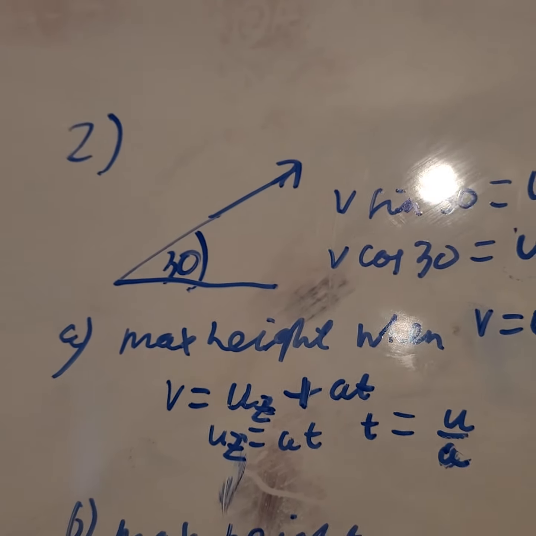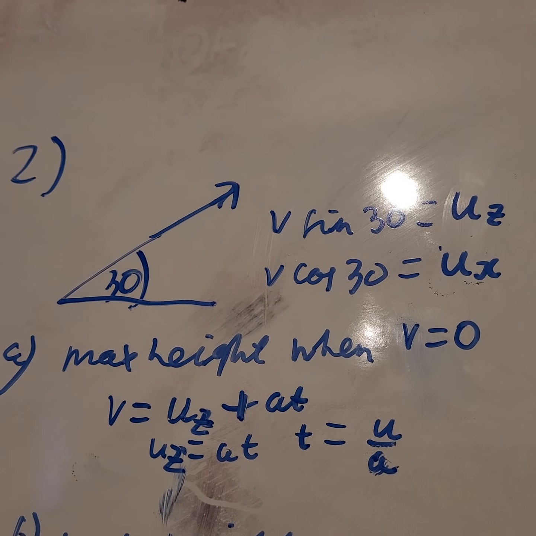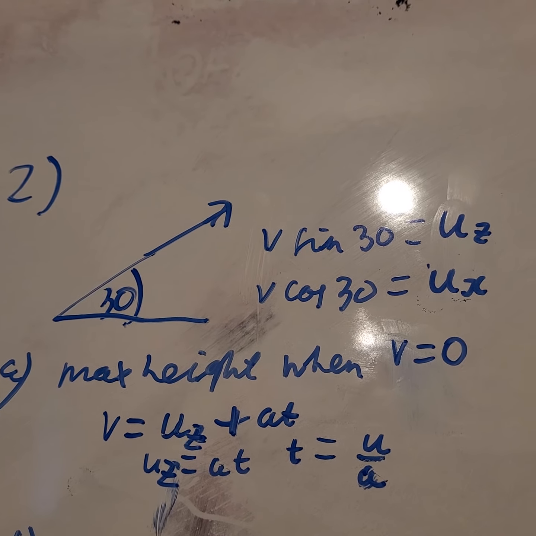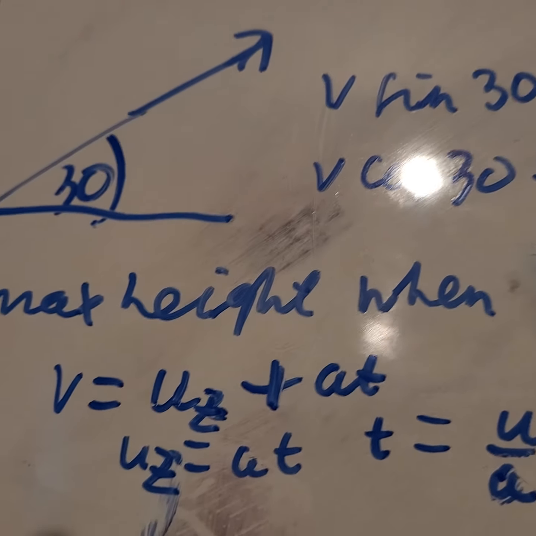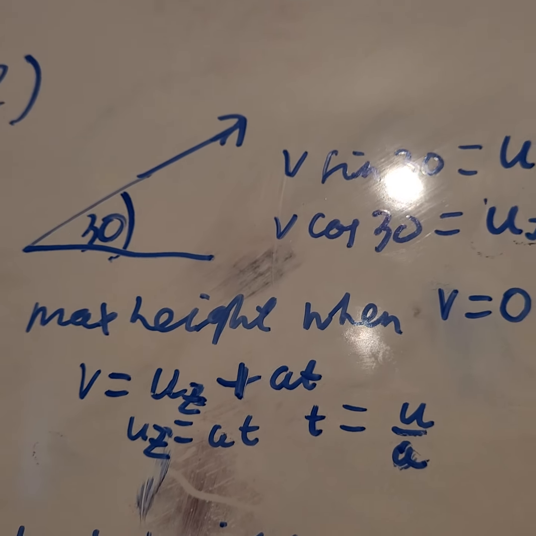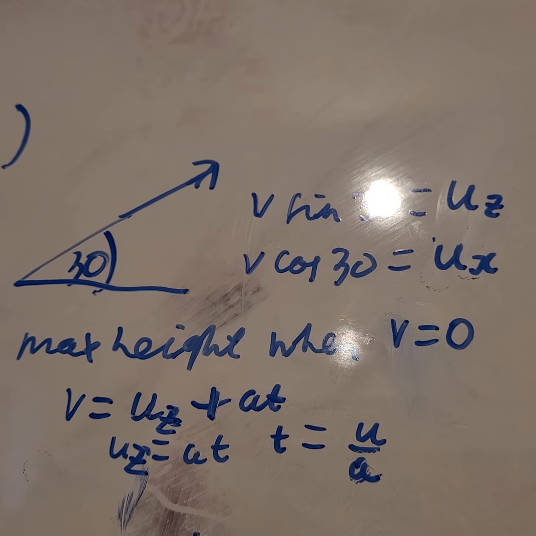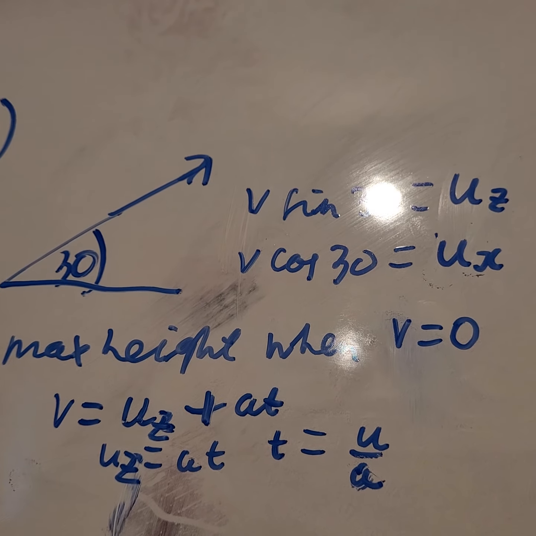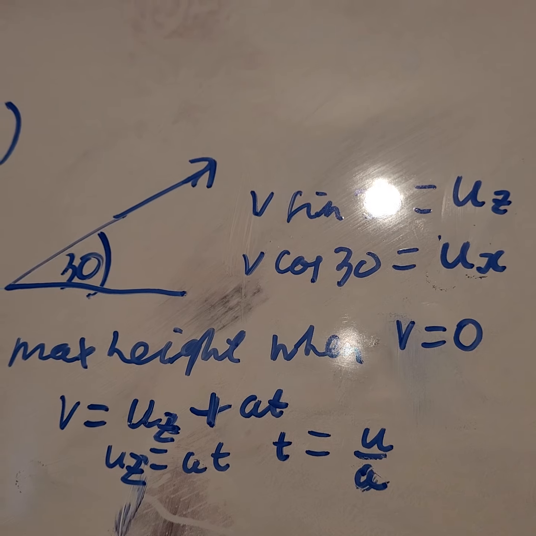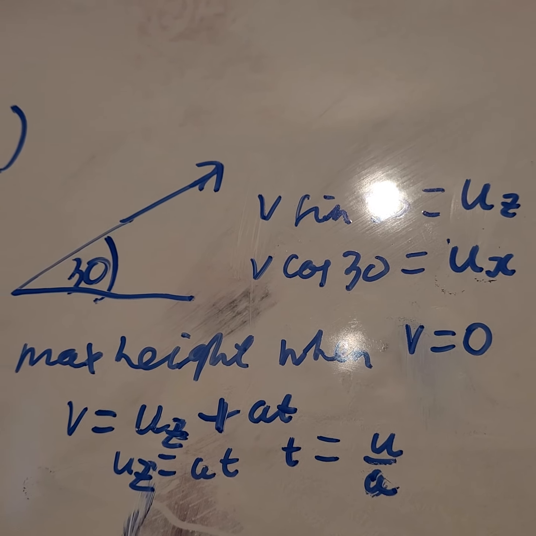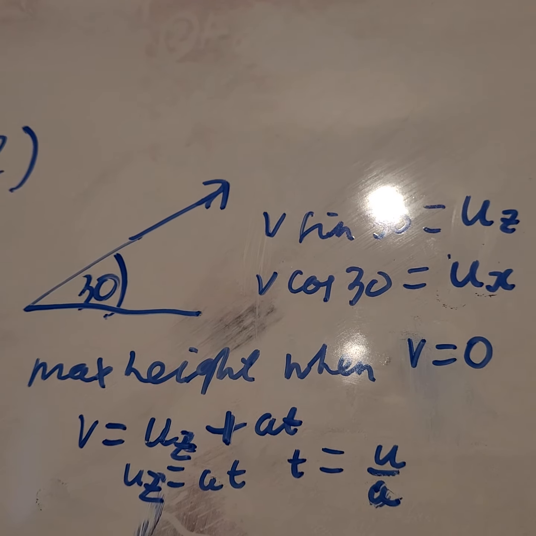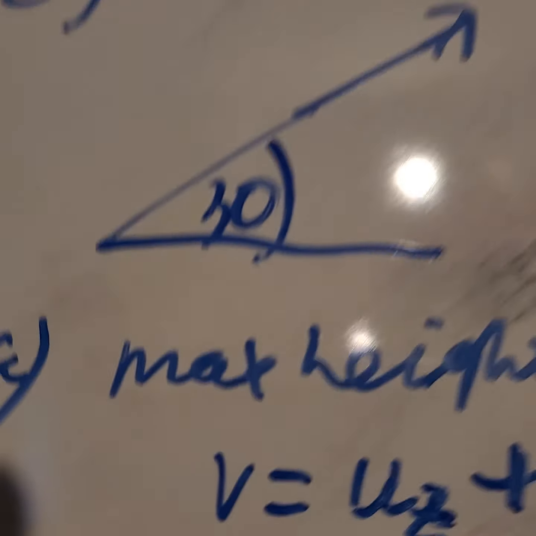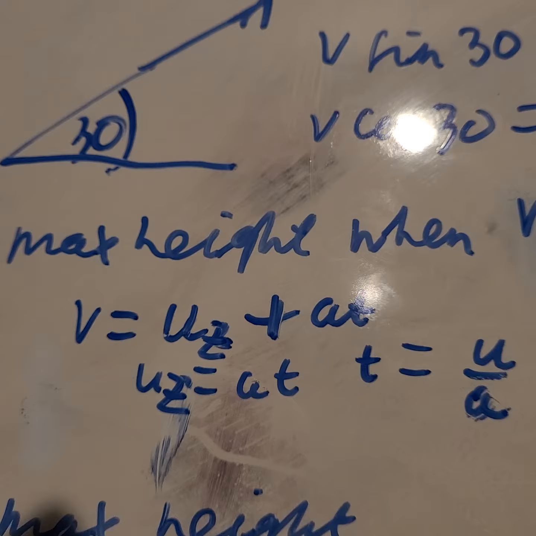After that, we can say that we have a maximum height when the velocity in the z direction is equal to 0. So if we take this equation, v equals u plus at, and plug in our value for uz and our acceleration, which would be the acceleration due to gravity, we can rearrange for time t, bearing in mind that the v on the left, this v here, is equal to 0.